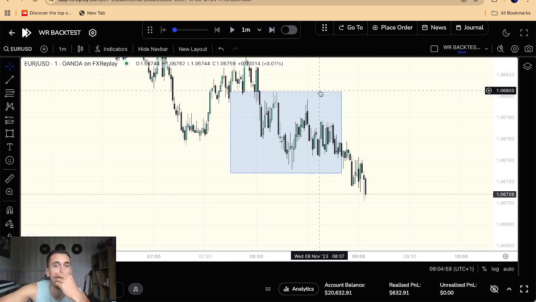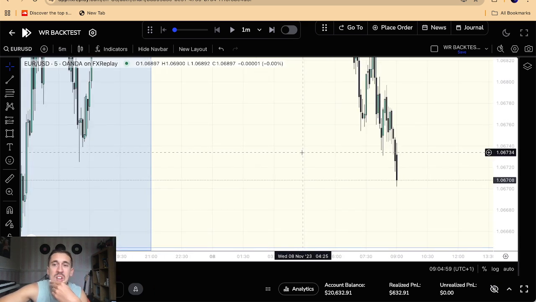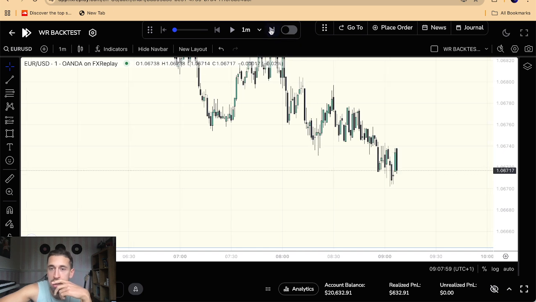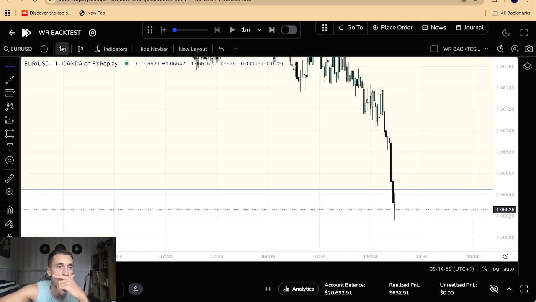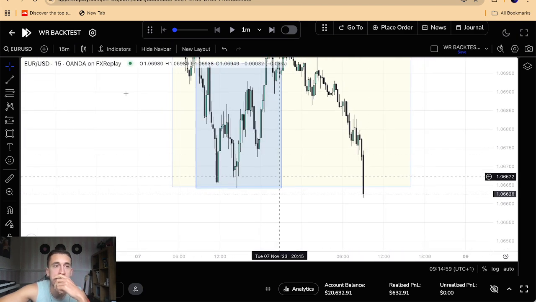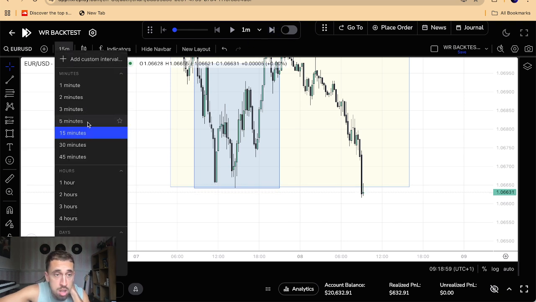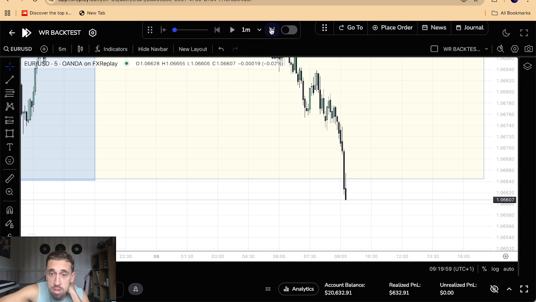Okay. Kind of glad that didn't come because I wouldn't have wanted to take that as a trade really, to counter. But yeah, okay, so we smashed that low. Now this is where I'd be looking for buys. Looking for a buy signal now.